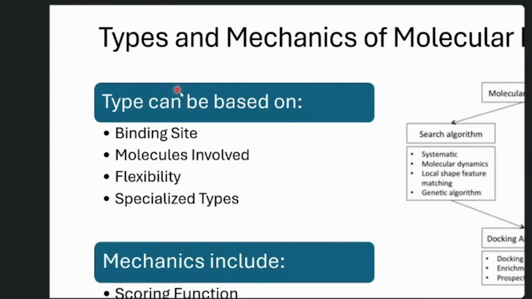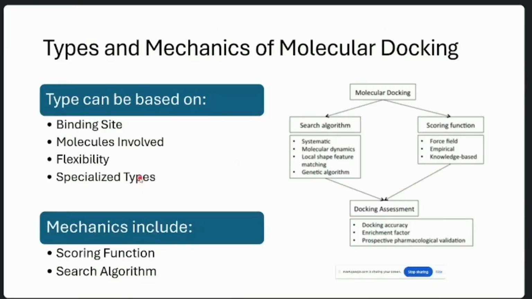Okay, we can classify molecular docking based on the binding site. We can classify molecular docking based on the molecules that are involved, simply on the flexibility of such interaction, as we said, rigid and flexible. And we can have some specialized types of docking, for example, solvation-based docking, metal-ion interaction-based docking, and so on. The mechanics, we rely on scoring functions, we rely on a certain defined force field governing the interactions, and we rely on a search algorithm or an optimization algorithm to find this pose with the lowest energy state.